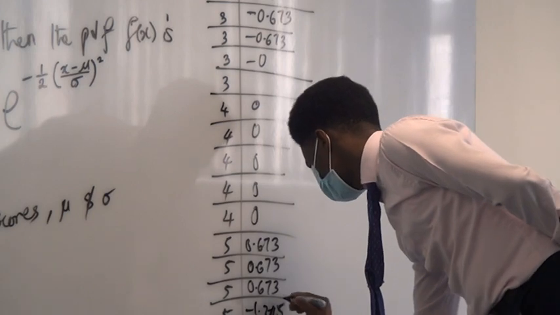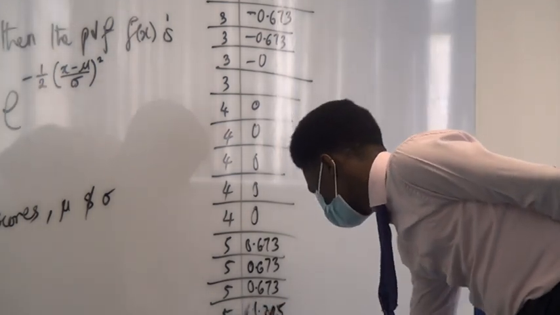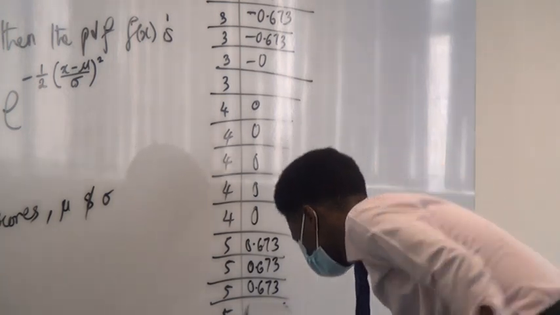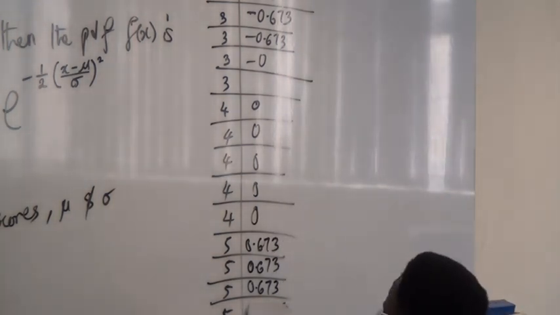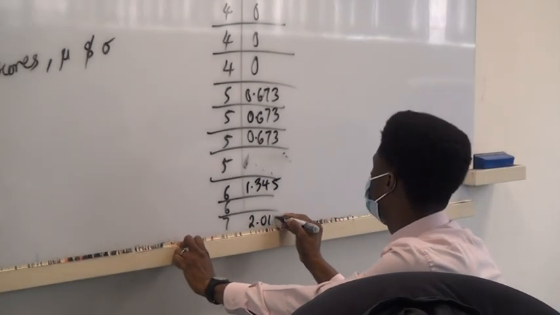1.345. Yes, positive. You wrote it in 5. Oh, I wrote it in 5. Okay. 1.345, and this should be 2.018 again. Yes.